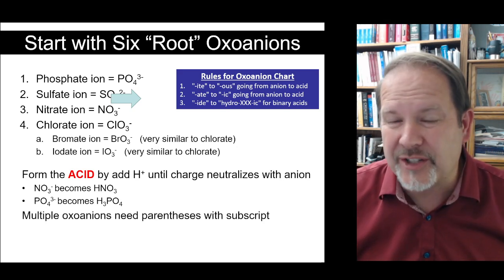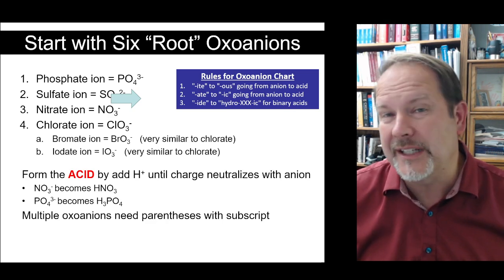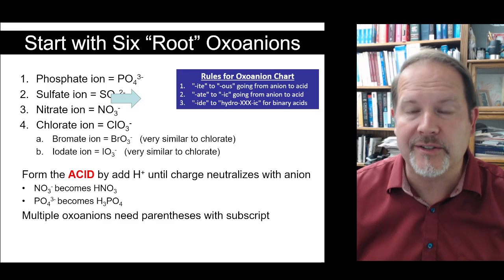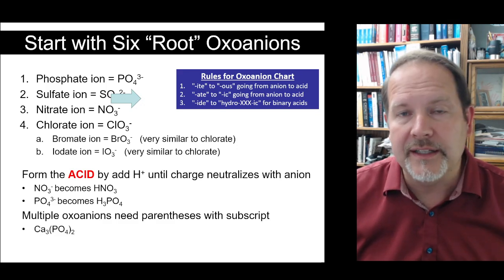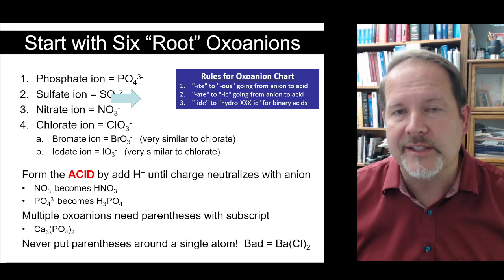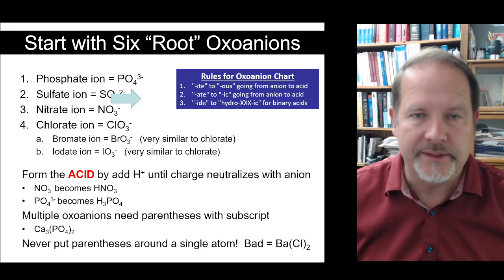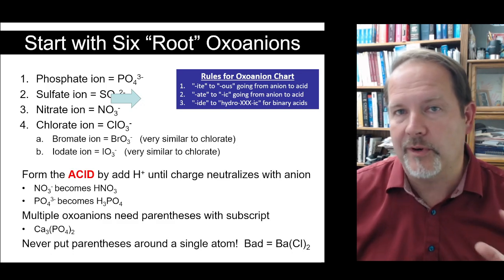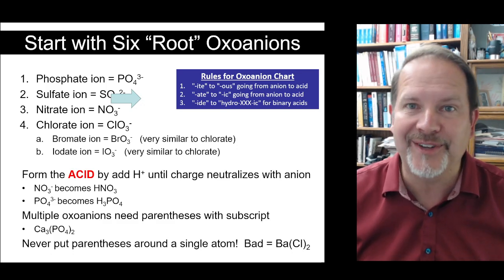If you're writing a structure with multiple oxoanions, you need to put parentheses around them because they act together as a group. And here's an example of that with calcium phosphate. We never put parentheses around a single atom like chlorine. Okay? Parentheses are for multi-atom systems like oxoanions.